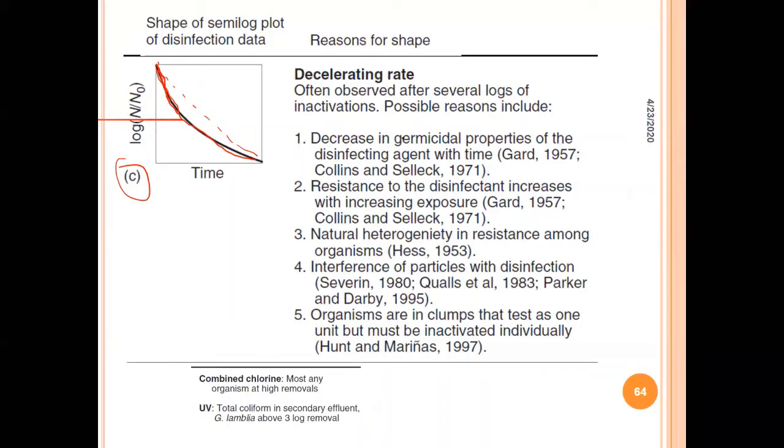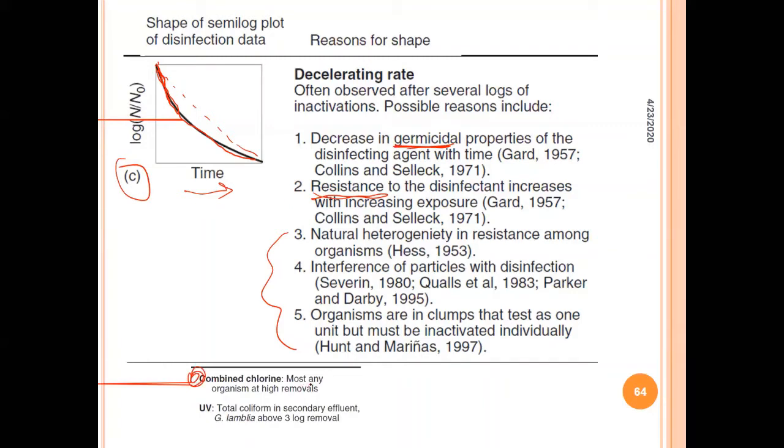The reason is that when you use some disinfectant, the germicidal properties of the disinfection agent decrease with time. If you are using some chemical, with time the chemical loses its efficiency. Or microorganisms have some resistance with increasing exposure time. Microorganisms show some resistance, and there are some more reasons. So, examples are if you are using combined chlorine.